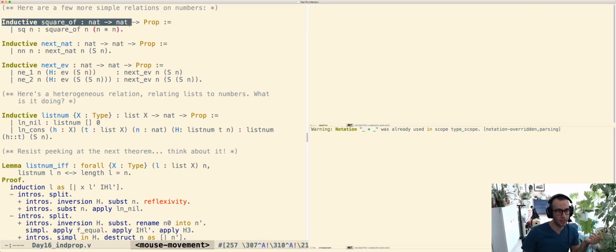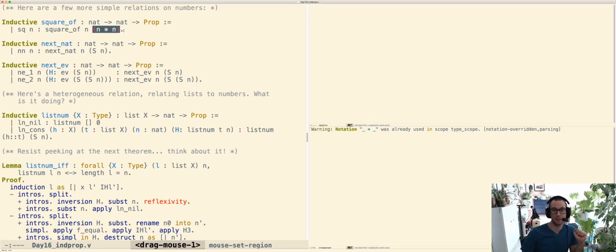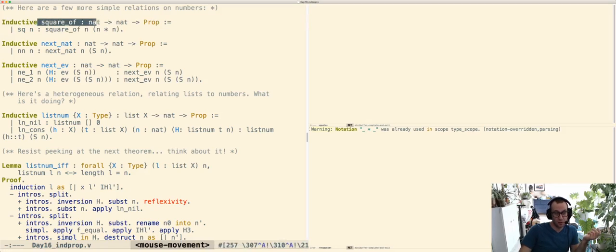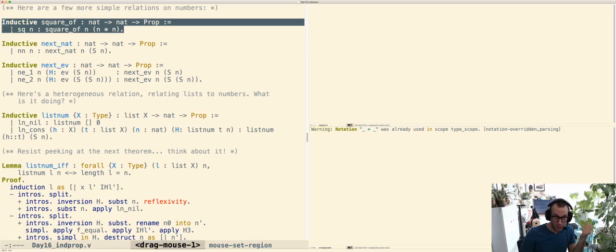So the first one we'll look at is called square of, and it relates numbers to their squares. Now this is a funny relation. It could be a function, right? But we've chosen to write it as a relation. So now we would have a proposition, square of, and we would say, okay, square of 1, 1, square of 0, 0, square of 2, 4, square of 3, 9, and so on. Not a particularly useful relation, but something to see.